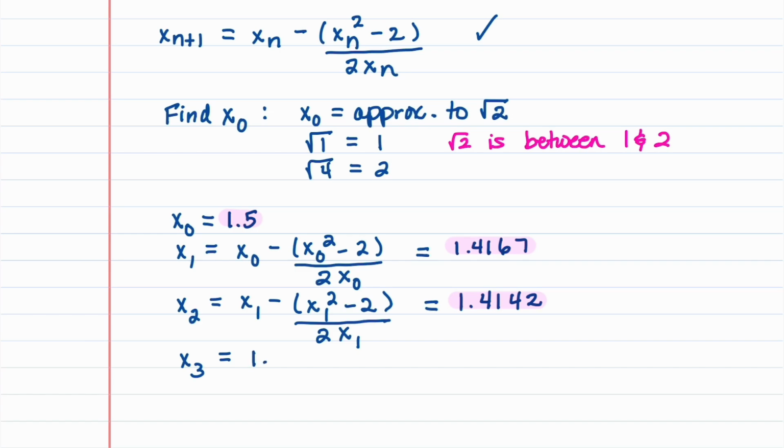You get 1.4142. Notice that this solution is the same as x2. So that means that this solution is accurate to within 4 decimal places. We can then say that the square root of 2 is approximately 1.4142.